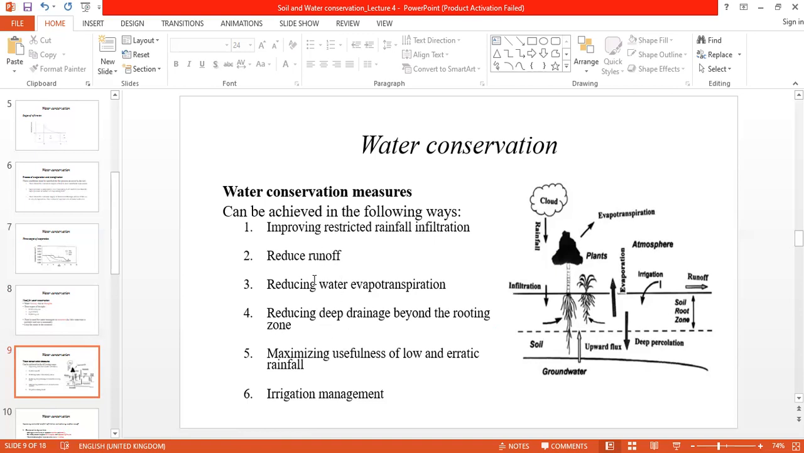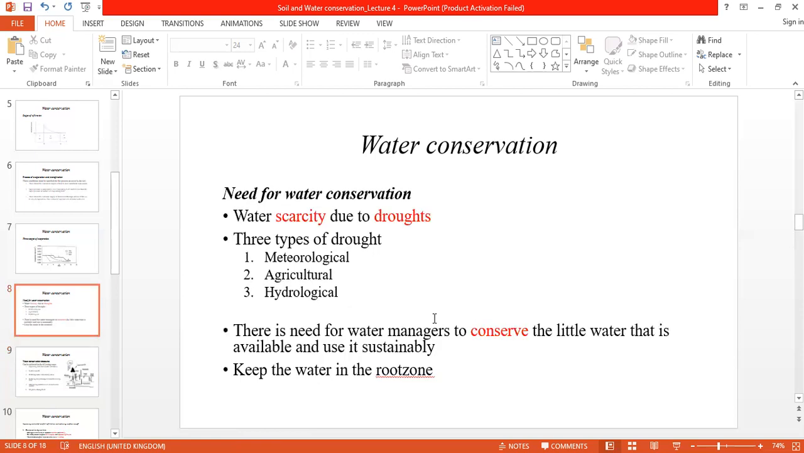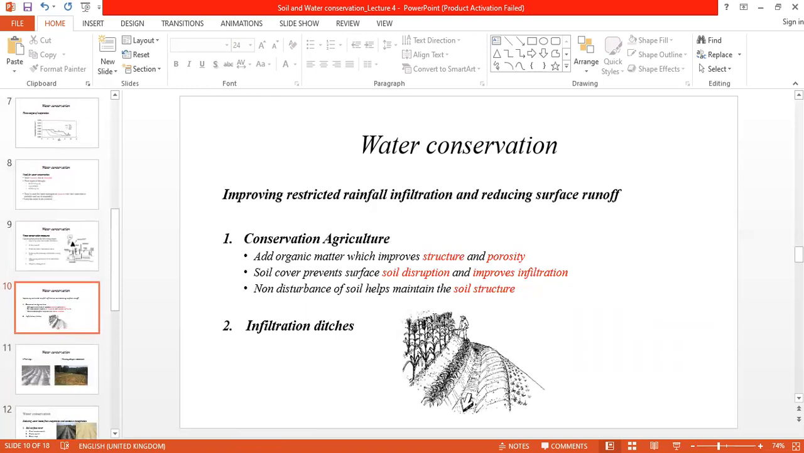And for each one, there are measures that we can put in place to achieve it. For example, restricted infiltration. What can we do? So we have techniques. Reducing runoff. What can we do? We have techniques. And so on for evaporation and for deep drainage. So if we start with improving restricted rainfall infiltration and surface runoff, we want to increase the amount of rainfall going to the soil and reduce surface runoff.